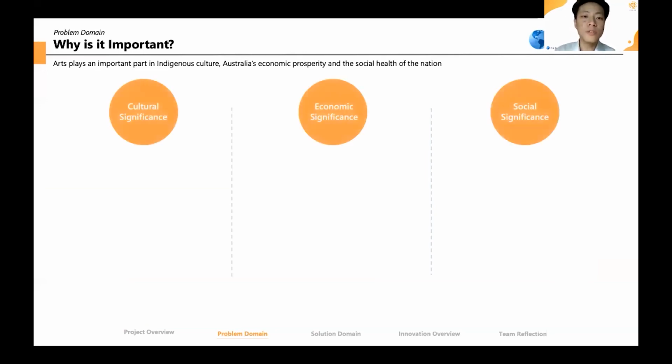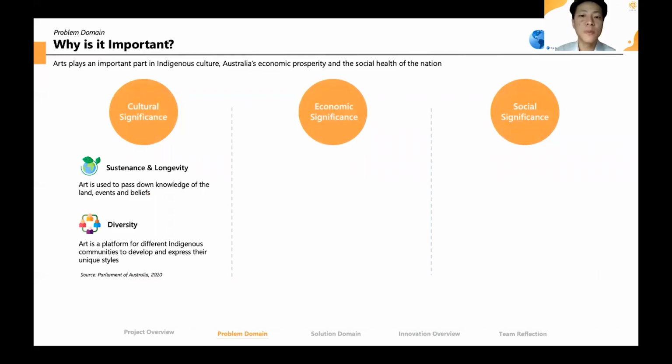Well, the importance of Indigenous arts to First Nations people and the broader Australian community is evident in its cultural, economic, and social significance. Art is an integral aspect of First Nations people's culture, as it is used to pass down knowledge of the land, events, and beliefs. Dreamtime stories of creations are depicted through artworks and passed down from generation to generation through these artworks. This tradition is imperative to keep the culture alive and foster greater understanding between Indigenous and non-Indigenous communities.